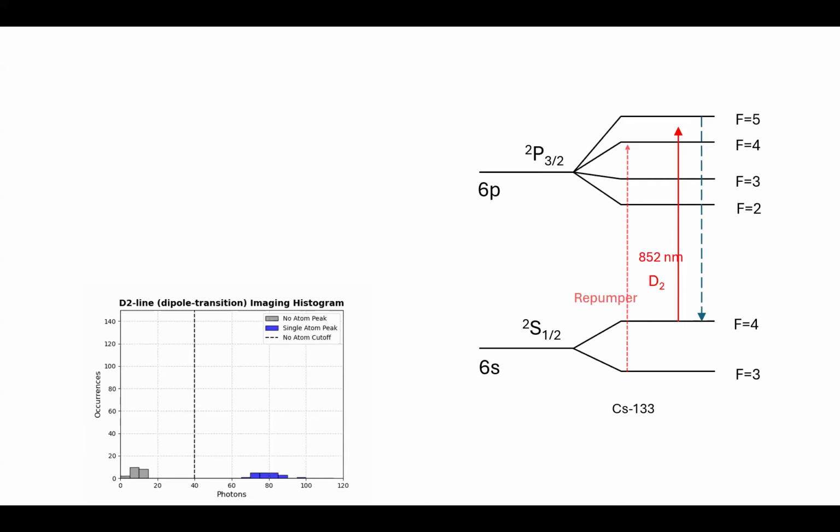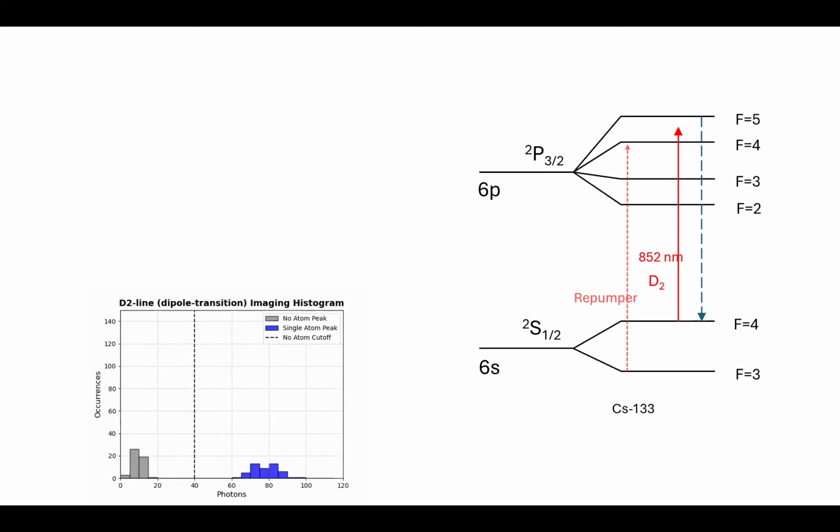This is a single atom histogram where we do the experiment every time and take a single-shot image. In that image, we count how many photons are collected at the spot where we think the atom should be. If we repeat the experiment 1,000 times, then this shows the occurrences for the number of photons that you collect.